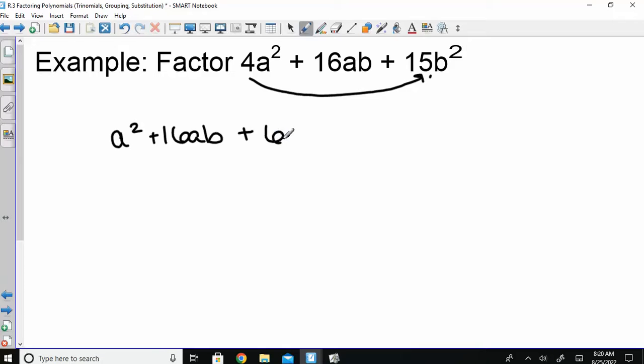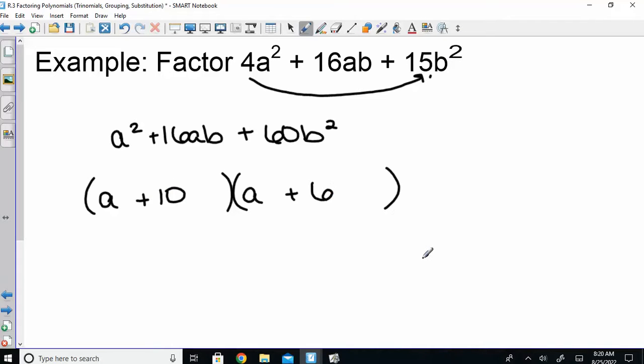So 15 times 4 is 60. A squared breaks into A. What two numbers multiply to 60 and add to 16? 10 and 6. Here's the only difference. What else do I need? A b. This had a b squared, so each of these terms gets a b. So this is the only way it's different than the other problems. You just have to throw extra variables in here.